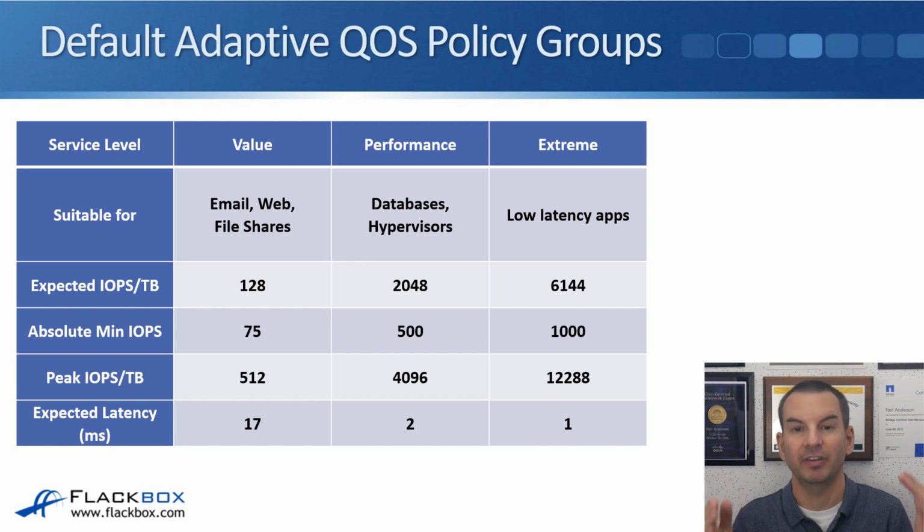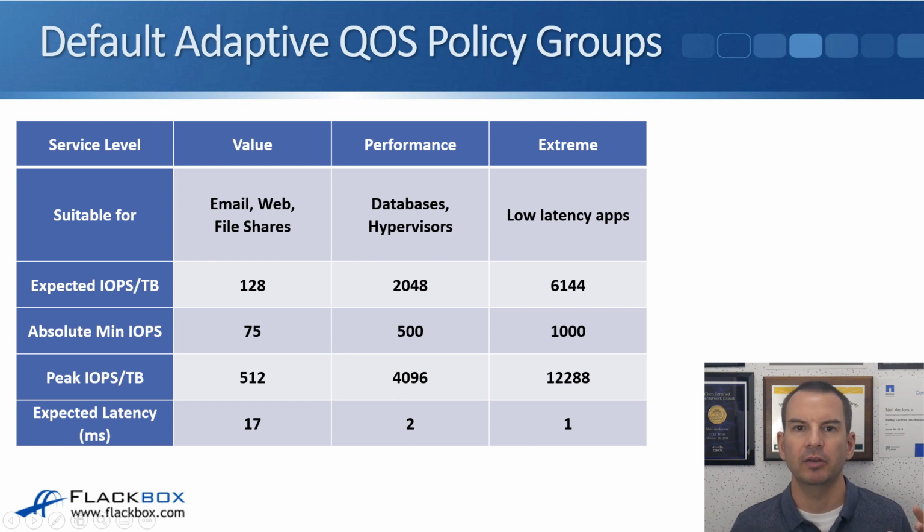So this is a slide that we covered earlier in that QoS lecture in the earlier section. So you can just see the different characteristics of the different adaptive QoS policy groups here. So with extreme, that gives expected IOPS per terabyte of 6144, performance is 2048, and value is 128. So extreme is suitable for low latency applications, performance is suitable for databases and hypervisors, value suitable for email, web, file shares, etc. And you can see the expected latency, like the ballpark figure that would be expected if you apply value, performance, or extreme.